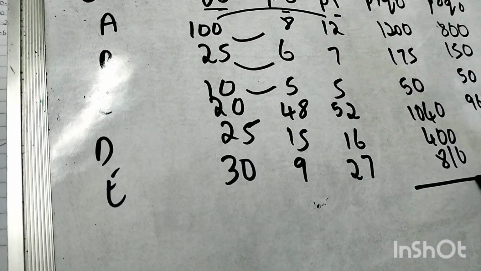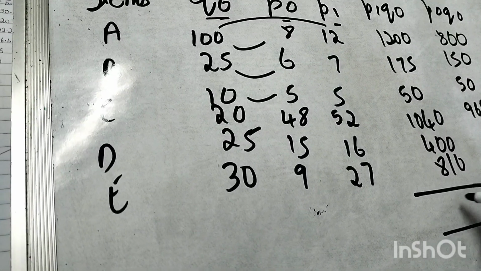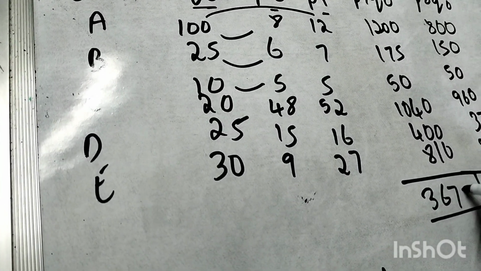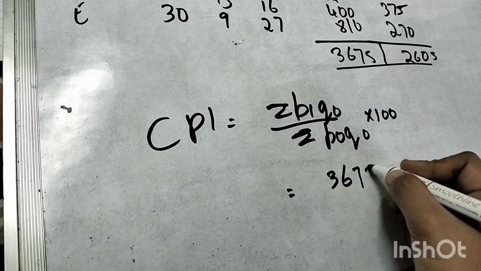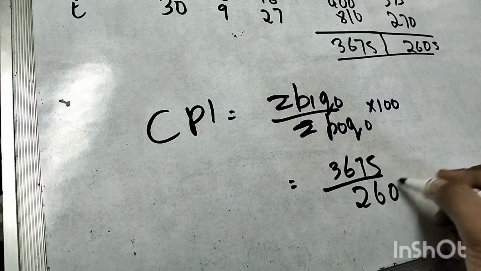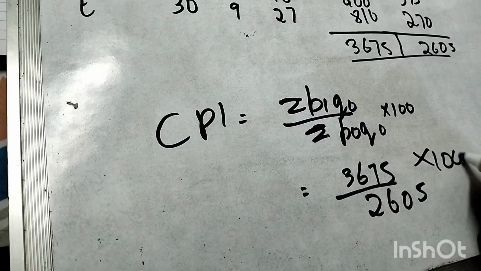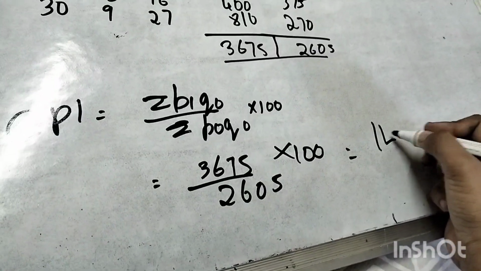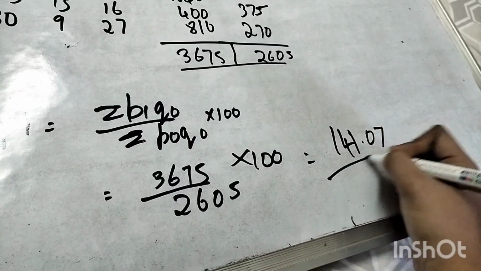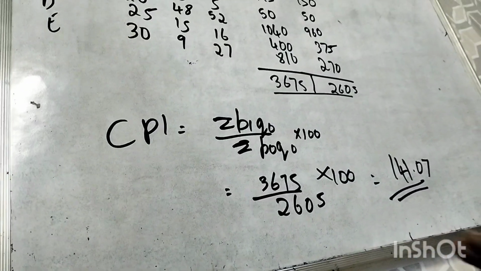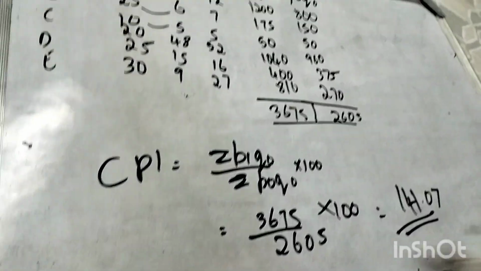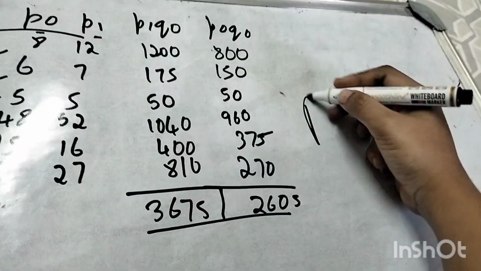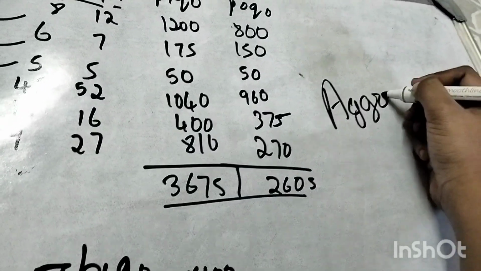Take the total of these two. So that's going to be 3675 and 2605. So P1 Q0 is 3675 divided by 2605 into 100. You do this on the calci, you get 141.07. So this is family expenditure method. I'm sorry, this is aggregative expenditure method. I'm going to write this down before even I forget.